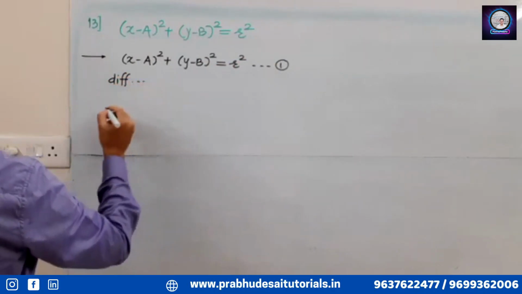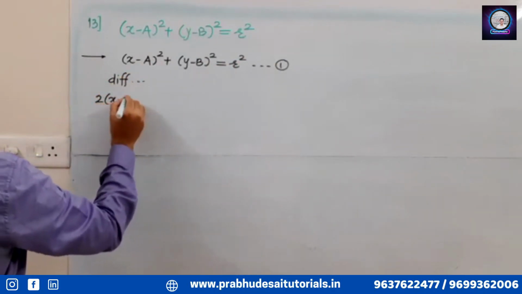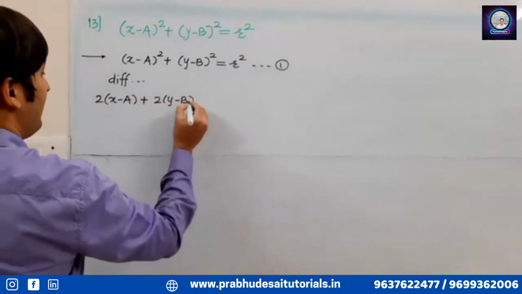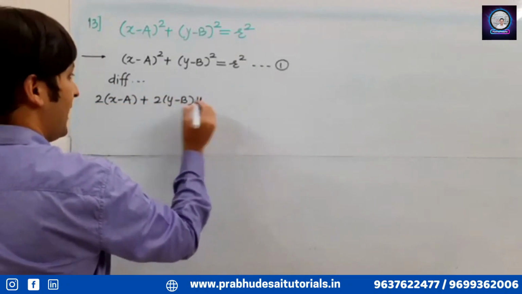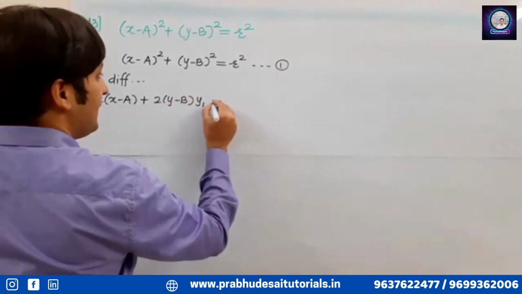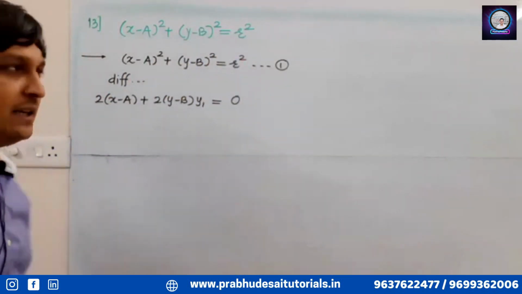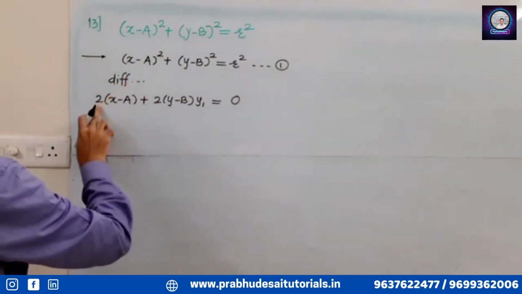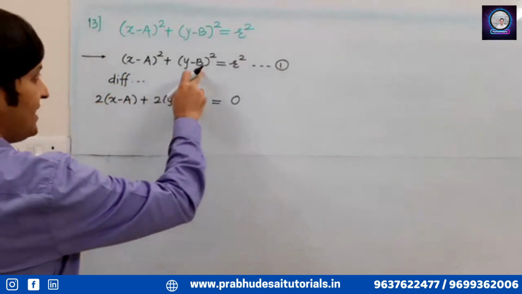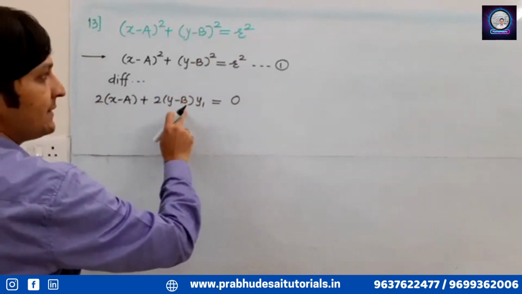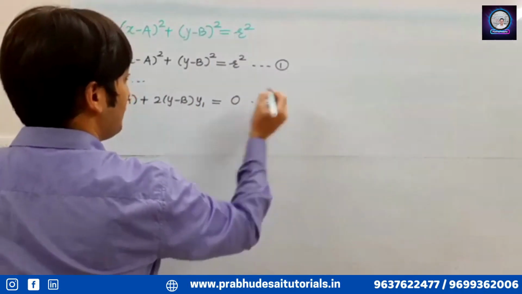Differentiating with respect to x. 2 into bracket (x minus a) plus 2 into bracket (y minus b) into derivative of y, which is y1, b is 0, is equal to derivative of r square, which is 0. I'm just differentiating this. So the derivative of (x minus a) whole square is 2 into (x minus a). (y minus b) whole square is 2 into (y minus b) into derivative of y, which is y1. B is 0. I will call this number 2.